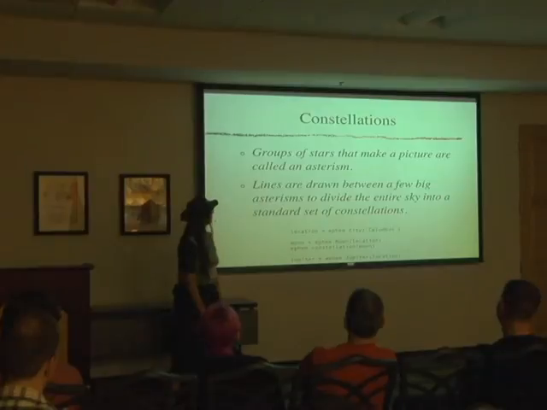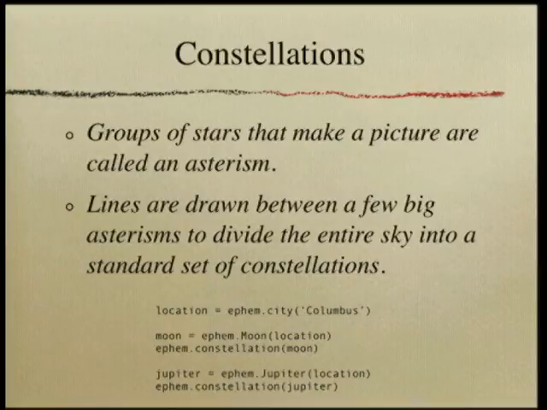Exactly. And so, something about constellations. Now, what we call constellations are actually asterisms. So when you look at Orion, Orion is an asterism. It's a bunch of stars that make a picture. So at some point, the astronomers said, okay, we're going to group this sky into a bunch of constellations. We're going to pick a bunch of asterisms that don't overlap. We're going to draw arbitrary lines between them and call that a constellation.